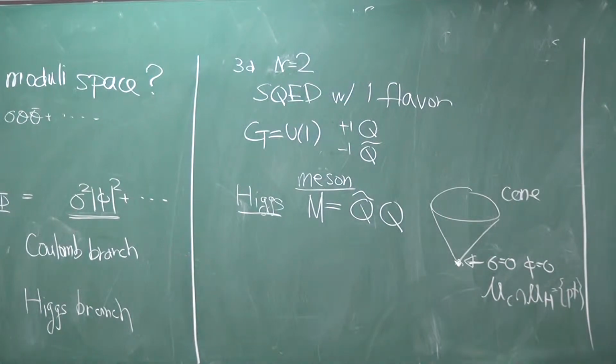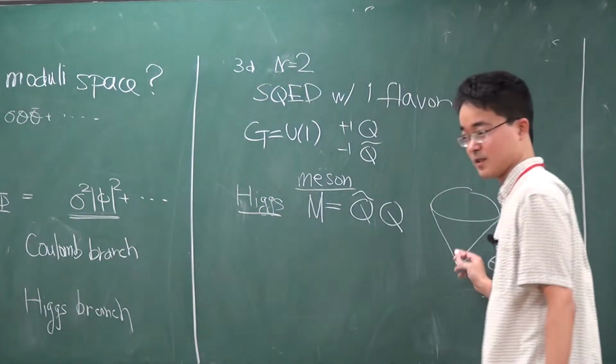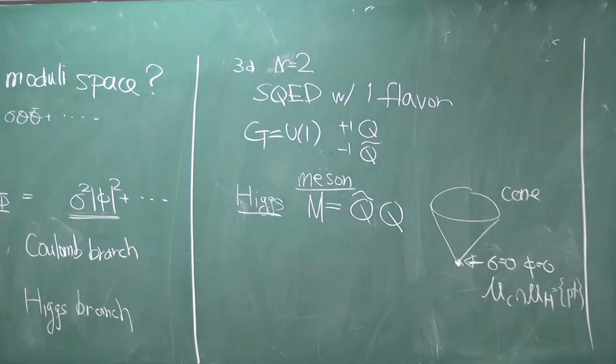So what's the Coulomb branch? Whatever Coulomb branch it is, it should intersect it. So what you meant to say is that the infrared of that theory is not gapped, as opposed to the rest of it. On the cone, if you flow to the infrared, the theory is gapped. Right.